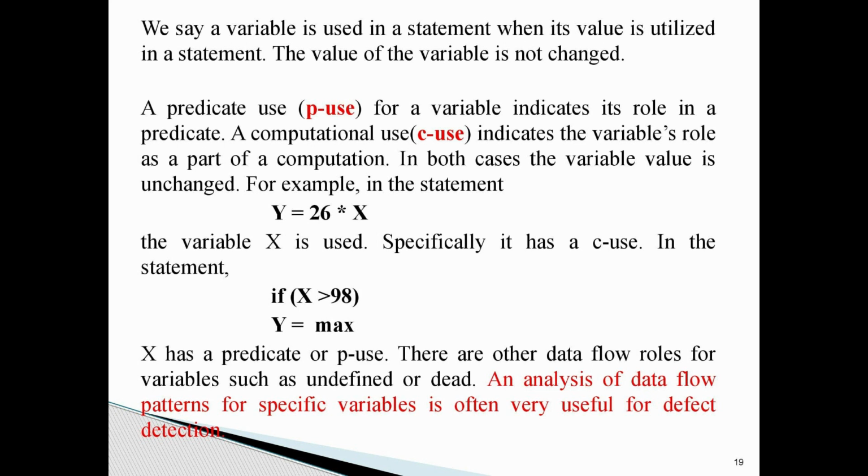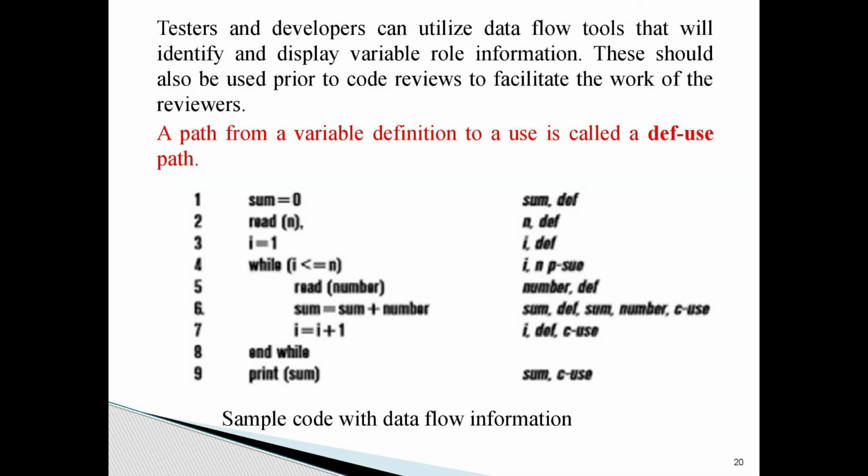In the statement if x greater than 98 and y is equal to max, x has a predicate or p use. There are other data flow rules for variables such as undefined or dead. The analysis of data flow patterns for a specific variable is often very useful for defect detection. Testers and developers can utilize data flow tools that will identify and display the variable role information. These should also be used prior to code reviews to facilitate the work of the reviewers.